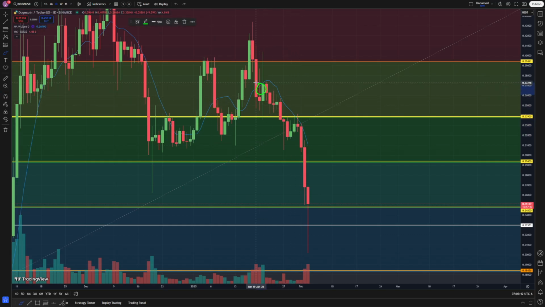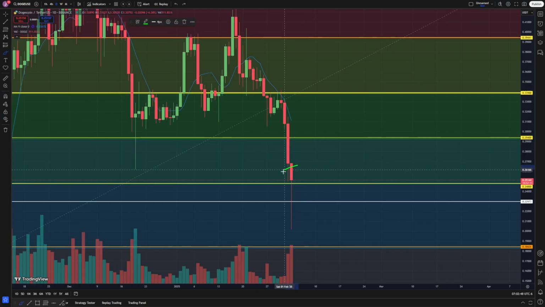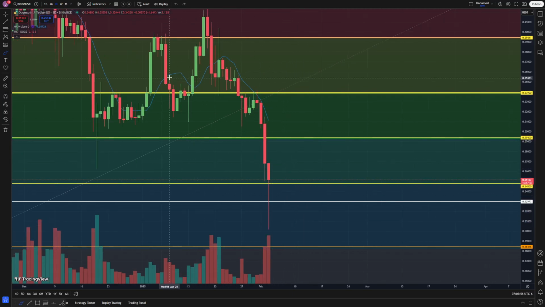Or actually, this is a good example right here. We come into contact with it, resistance, resistance, resistance, pushes us to the downside. As long as the price is underneath the 9 moving average, then there's potential for momentum to go to the downside. What I want to see the 9 moving average do is come down. I want to see us go sideways. I want to see the 9 moving average come down and us break through it going sideways.